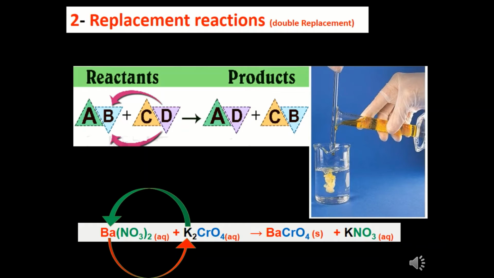So this is a double replacement reaction. The previous two reactions were single replacement reactions, in which only one replacement occurs. Here, not only one, two replacements occur. B has been replaced by D and D has been replaced by B. The example is barium nitrate, which is aqueous, and potassium chromate, which is also aqueous. You can see barium goes to chromate and potassium comes to nitrate. So you can say it is a double replacement reaction.